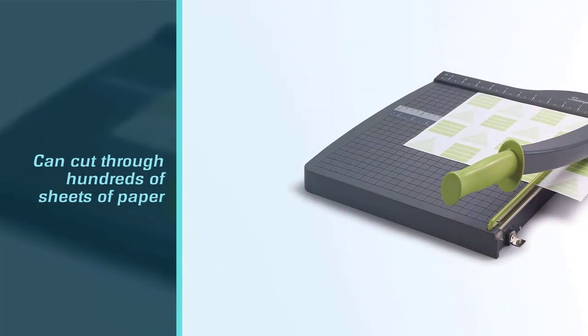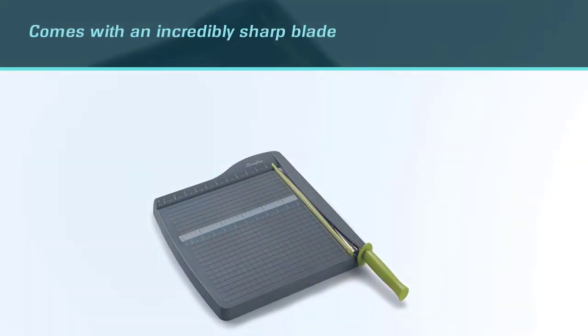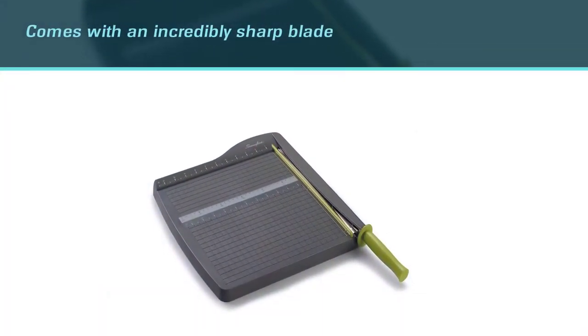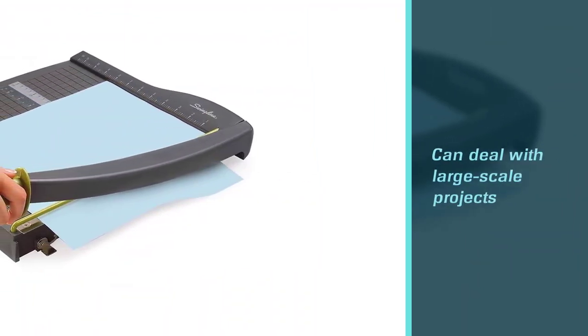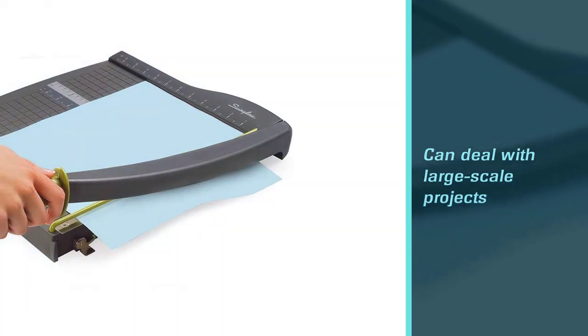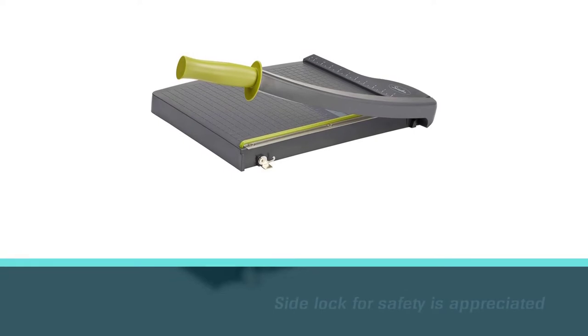It comes with an incredibly sharp blade that can deal with large-scale projects like wedding invites and bulk cardstock with ease. Further, it's lightweight and attractively priced for all its cutting prowess. The guardrail for protection purposes and the side lock for safety is appreciated. Given the nature of the blade, rest assured, you can have a safe and comfortable experience.